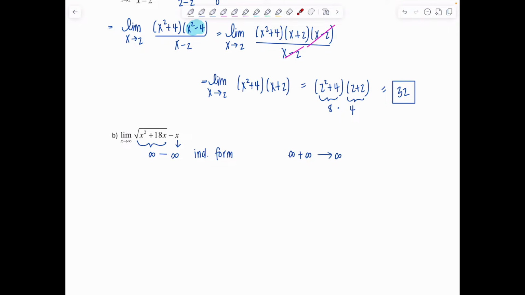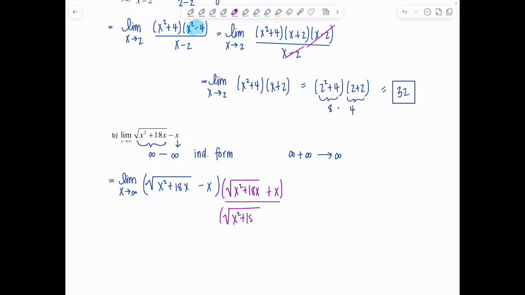Okay, so what to do? Most of the time when you see an expression that involves a radical, and it's an indeterminate form, you want to multiply by the conjugate. And we're going to have to do that in the top and bottom. That way we're just multiplying by 1 and not doing anything illegal, mathematically speaking. So we have square root of x squared plus 18x minus x. And I'm going to multiply all of this by the conjugate, which would be square root x squared plus 18x plus x. Okay, very good. Same thing, top and bottom.